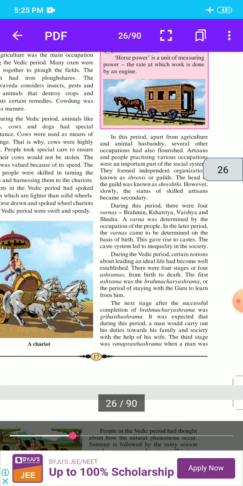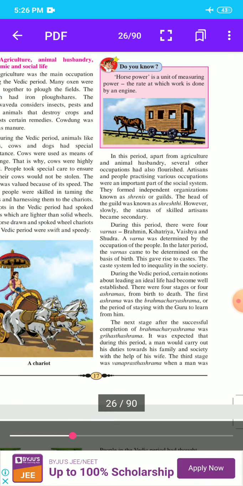In this period, apart from agriculture and animal husbandry, several other occupations also flourished. Artisans and people practicing various occupations were an important part of the social system. They formed independent organizations known as Shrenis or guilds. The head of the guild was known as Shreshti. However, slowly the status of the skilled artisan became secondary.